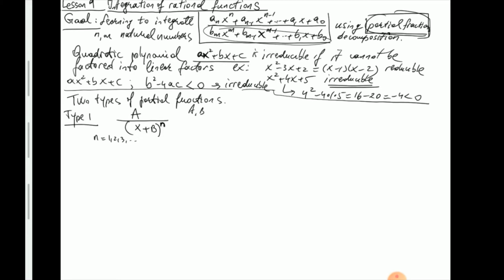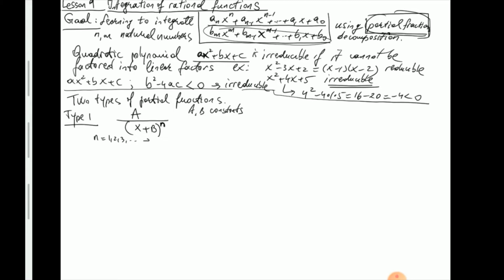So going back to the partial fractions, we have basically two types of partial fractions. The first type, let's call it type 1, involves a constant on the top of the fraction and a linear term on the bottom of the form x plus b to the power n. Again, n stands for a natural number, 1, 2, 3, and so on. A and b are just real constants.